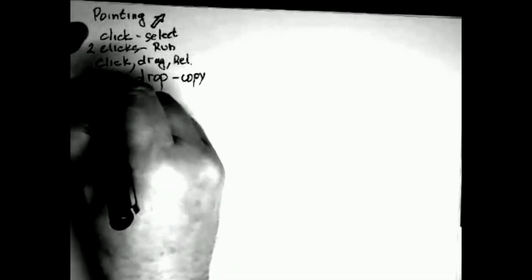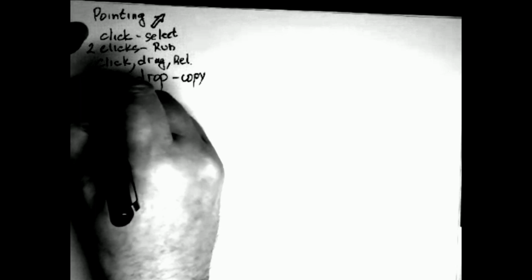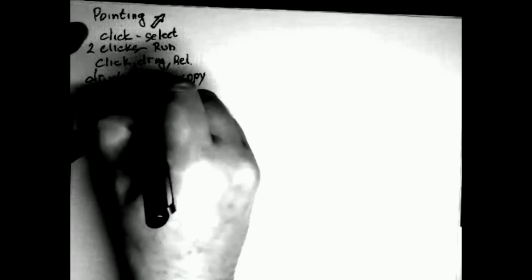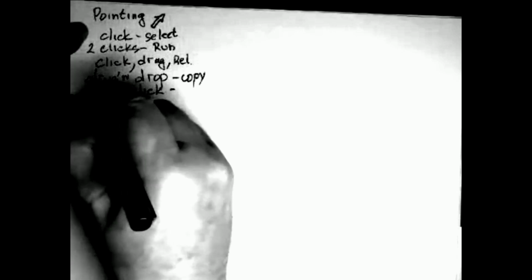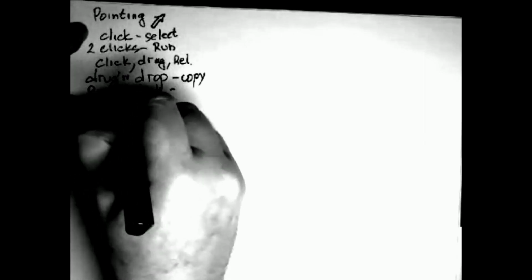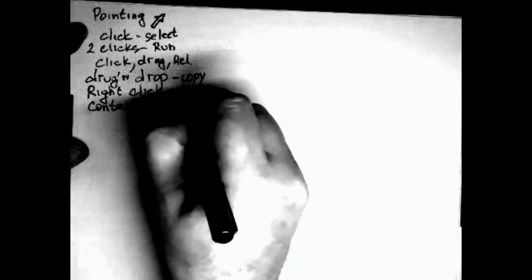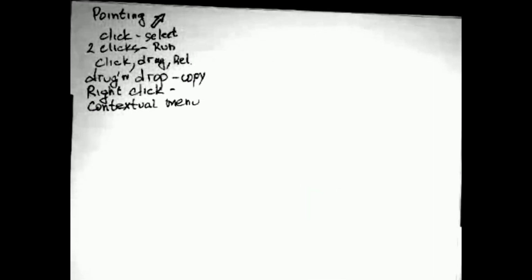Right click is the contextual menu. So, folks, all of these things allow you to control things in your computer. Windows or another operating system understands this as control functions.